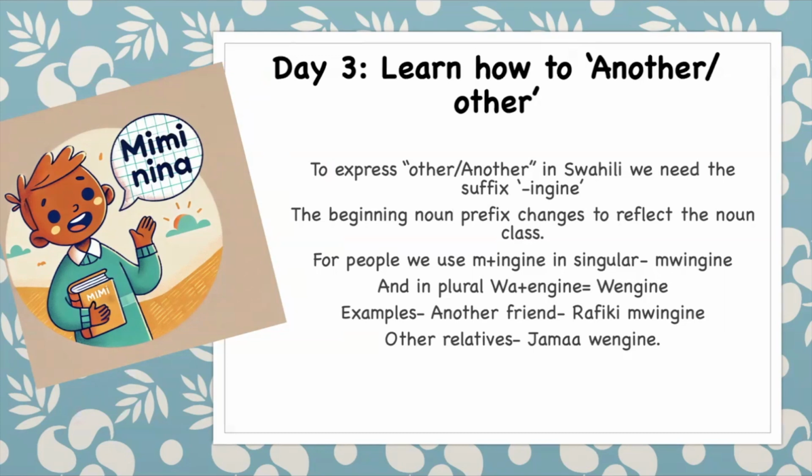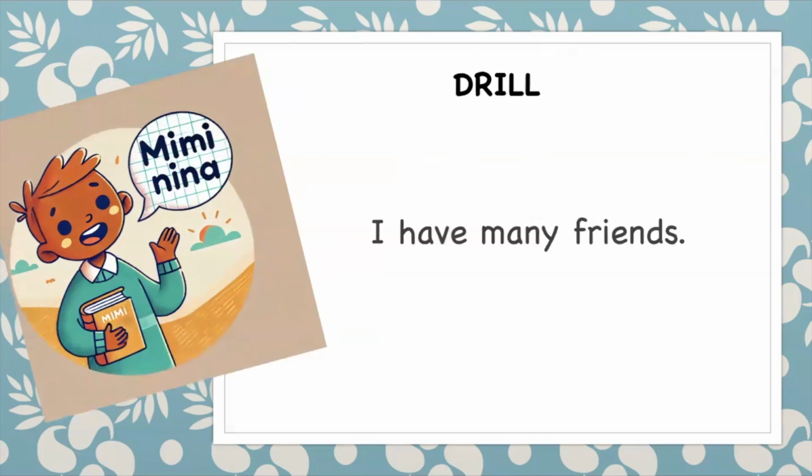So what I need you to remember here is that when you're dealing with people, especially in plural, you're simply going to start it with a W. All, wote, any, wowote, other, wengine, and so on and so forth. Next week, when we're learning about other noun classes, you will see how these same things have different beginnings because they're supposed to match the noun class that we're working with. But don't you worry about that for now.